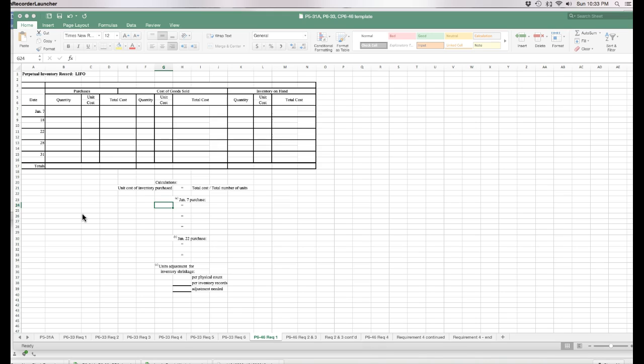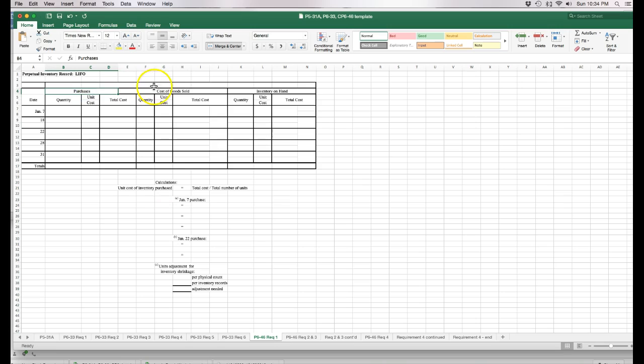And we take a look at the different transactions that take place during the month that have to do with any purchases and any costs of goods sold. And we create this table, again, same type of table where we have our purchases, our cost of goods sold, and our inventory on hand. So you're going to have purchases on January 7th, and you're going to have a purchase on January 22nd. And you're going to need to record those purchases just like we did in the other examples.